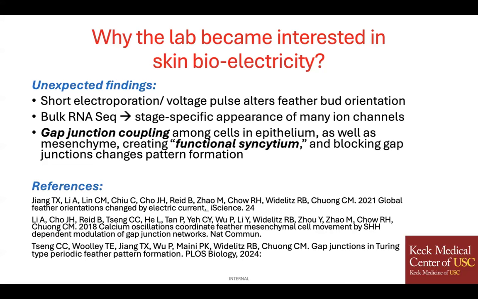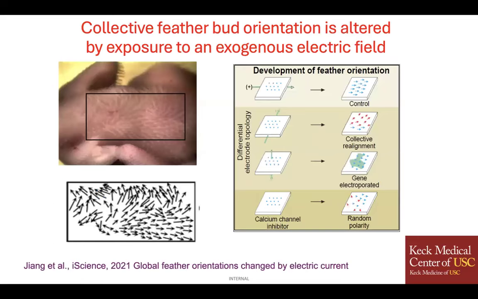We also know from that early work that blocking the gap junctions changes pattern formation. This is just a slide to show how applying an external electric field can change the pattern in the back. You can see the dorsal region of chick skin in an embryo, and you can see instead of having all of the feathers lined up as they normally are, pointing down the back of the chick, here you can see a whorl pattern.